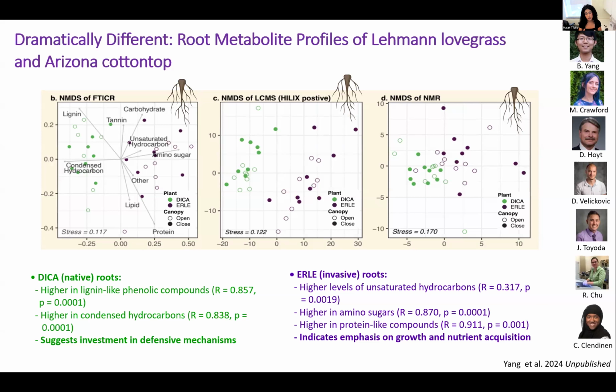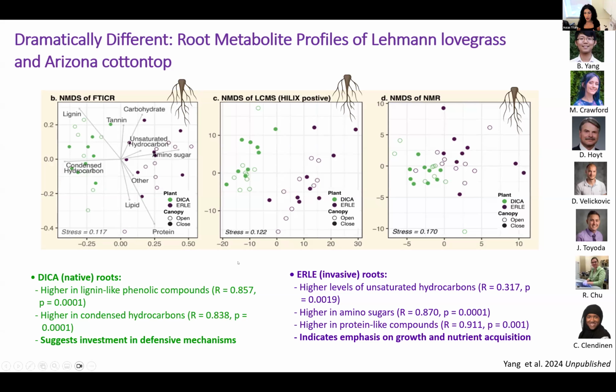So this collectively shows you that the native species, rather than investing in growth and nutrient acquisition, are spending a lot of energy and resources on defensive mechanisms because their root structures have a high abundance of lignin and phenolic compounds. So again, using this multi-platform method, we started to get some insights about how these two species are different. Now, this is what's happening in the root structure.